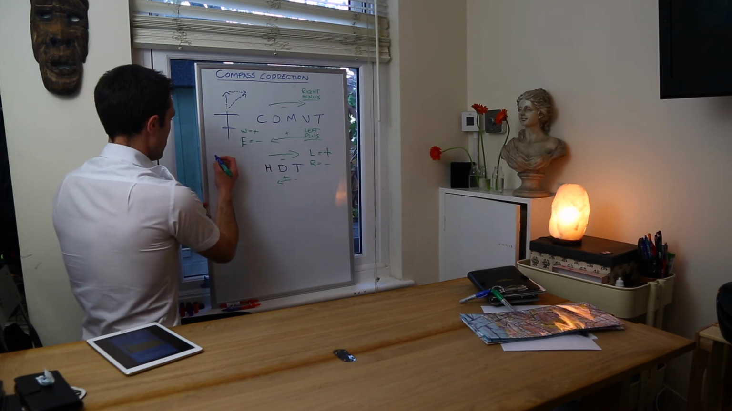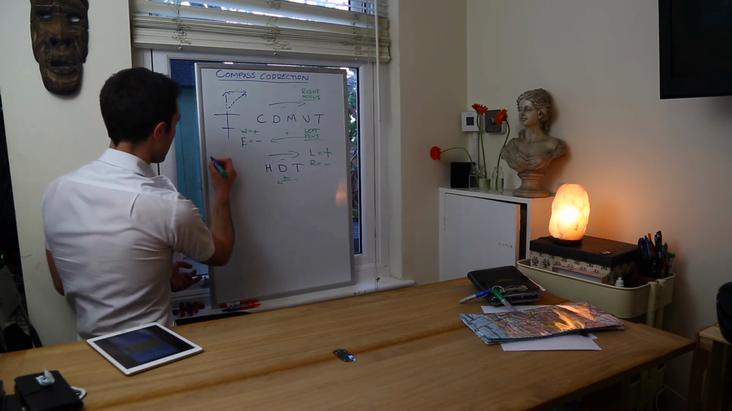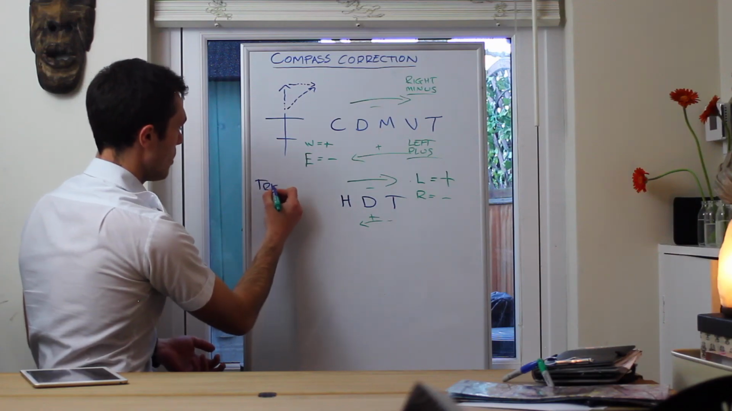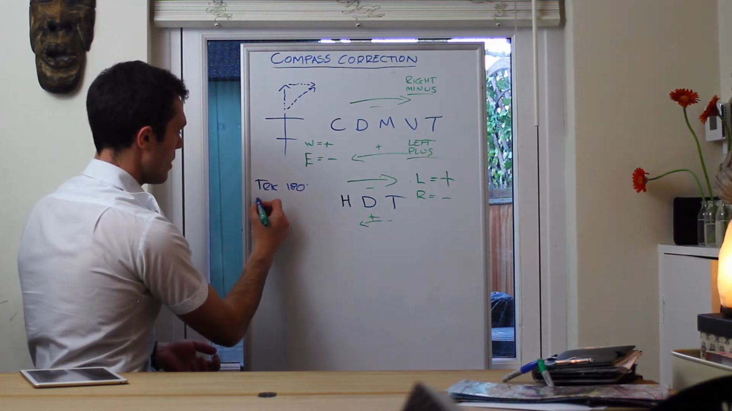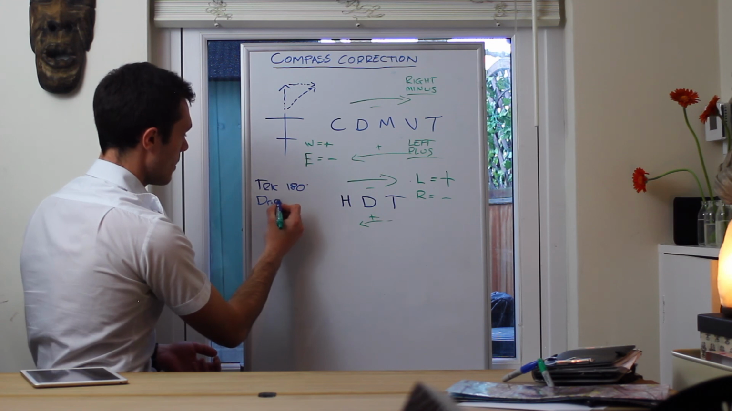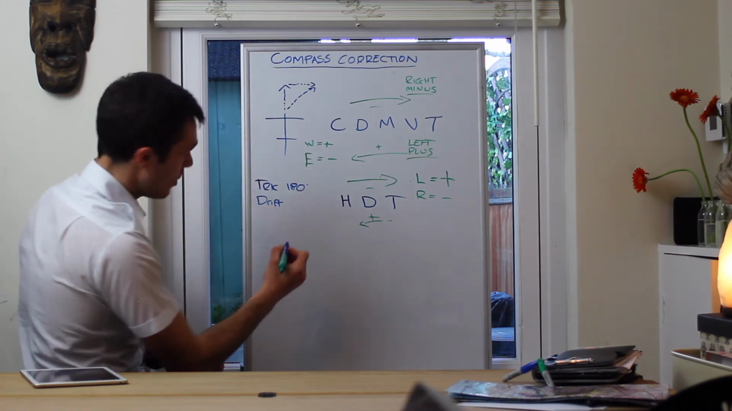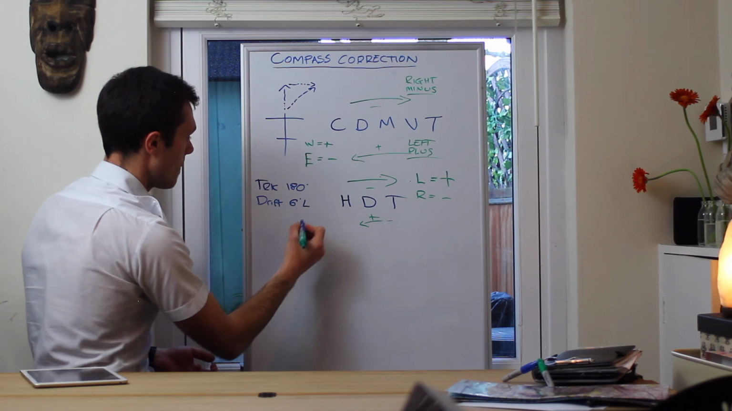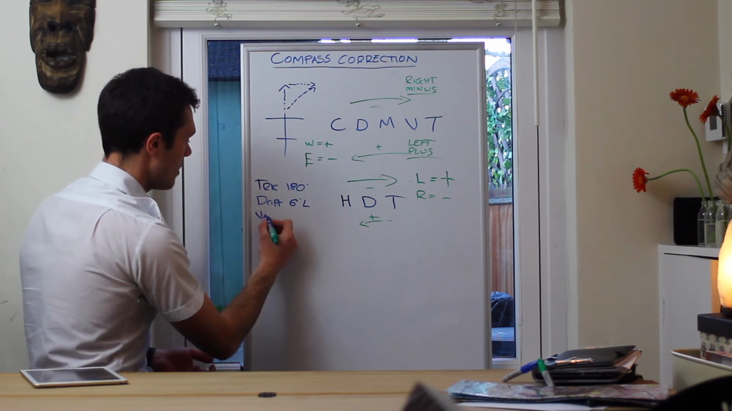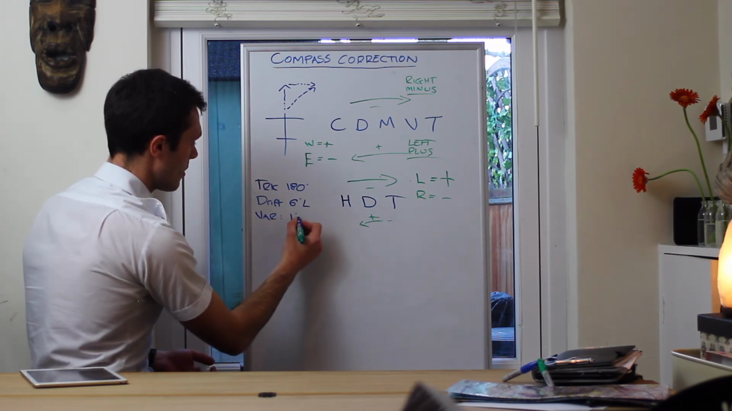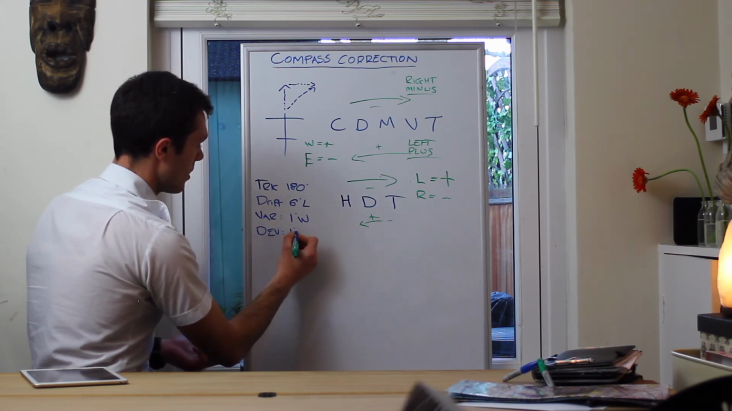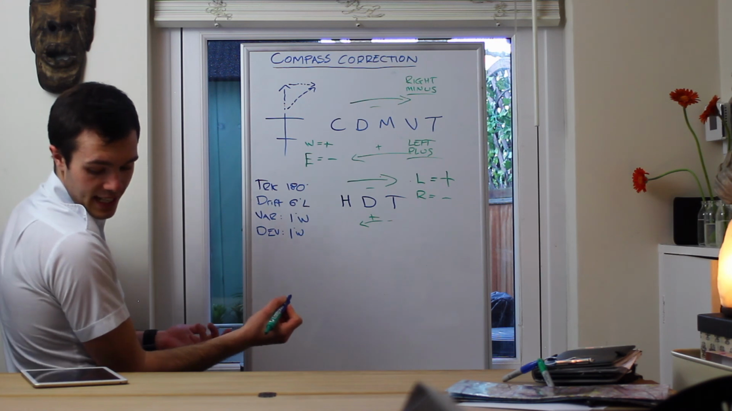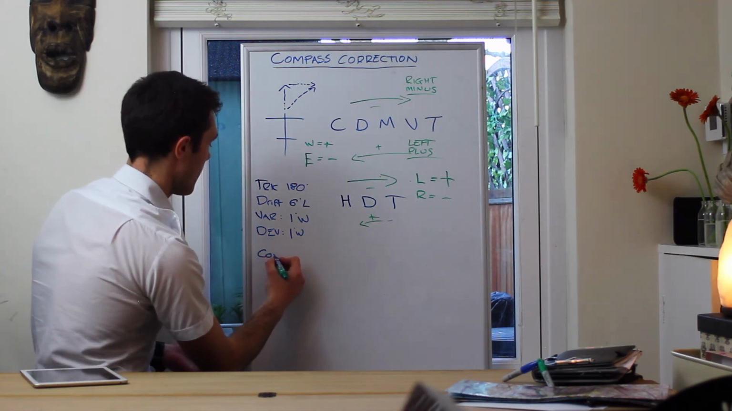You may be given this question then. You've got a track of 180 degrees. You're given a drift, which is 6 degrees left, a variation of 1 degree west, and a deviation also of 1 degree west. You're asked to calculate the compass heading.